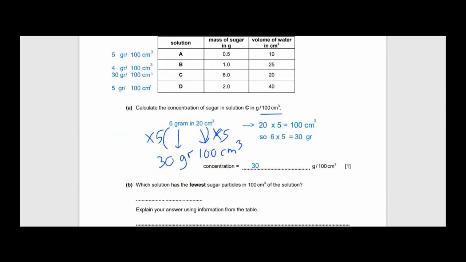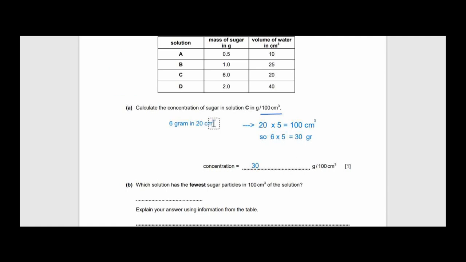Next. Now we are in question B. Which solution has the fewest sugar particles in 100 cubic centimeters of the solution? You're given 10 seconds from now. 10, 9, 8, 7, 6, 5, 4, 3, 2, 1.